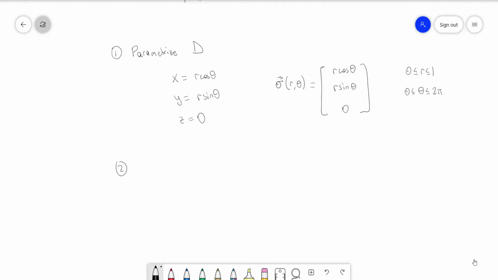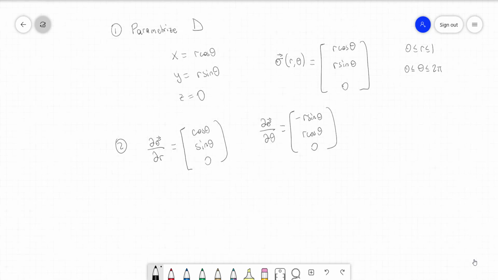Okay. So then we need to compute these partial derivative vectors with respect to the two variables r and theta. So partial with respect to r will give us this. And then partial with respect to theta will give us this. And then we'll do the cross product of the two of these.